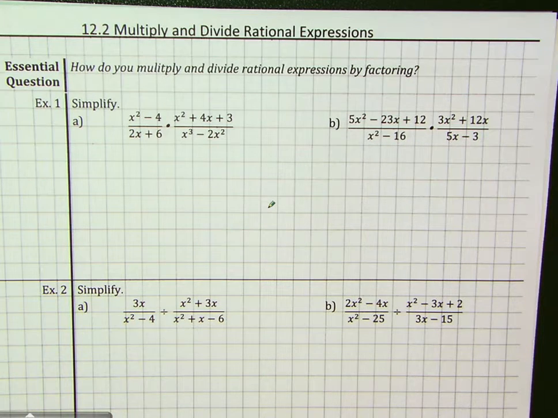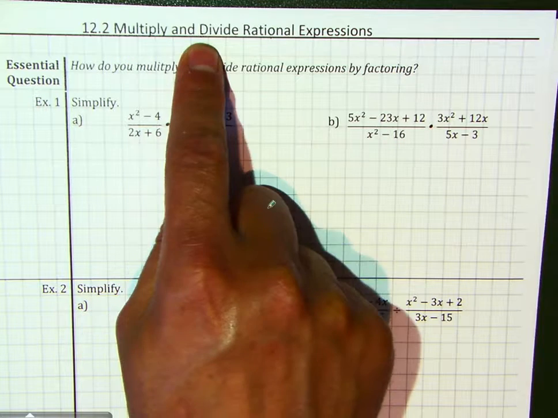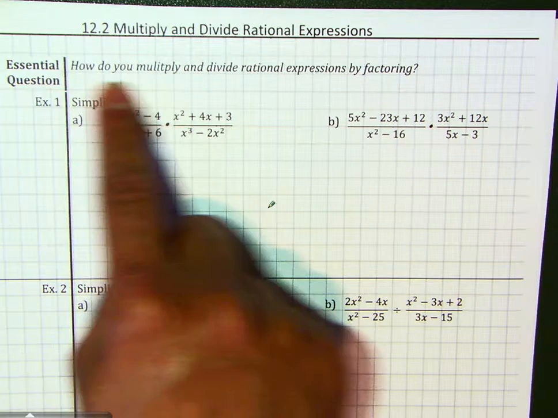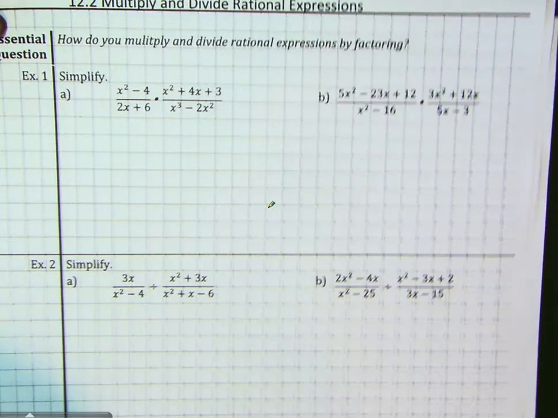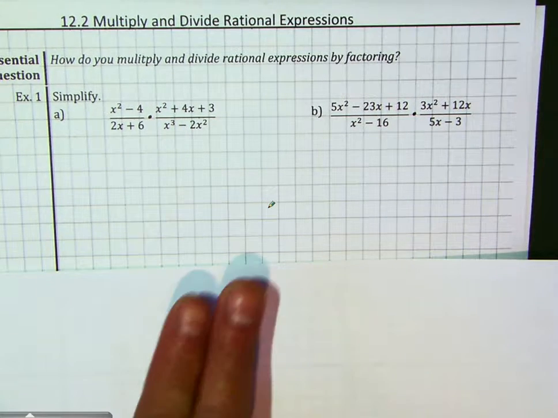Today we are going to cover section 12.2. We are going to multiply and divide rational expressions. Go and take the time to copy your essential question and copy down example number 1. We'll start once you are ready. So go and pause it.